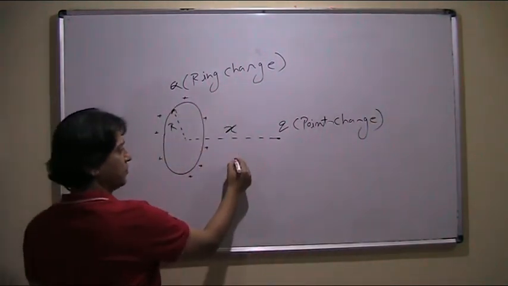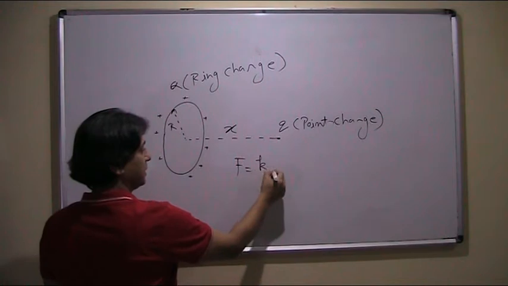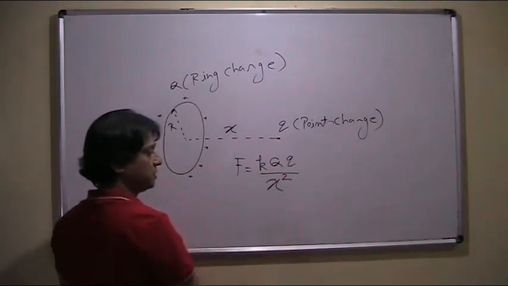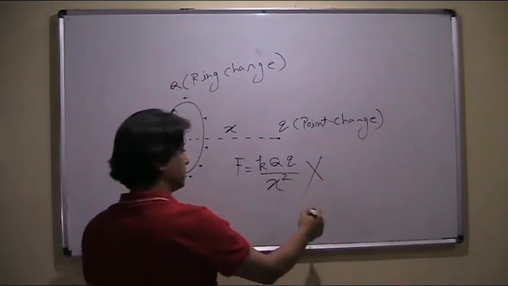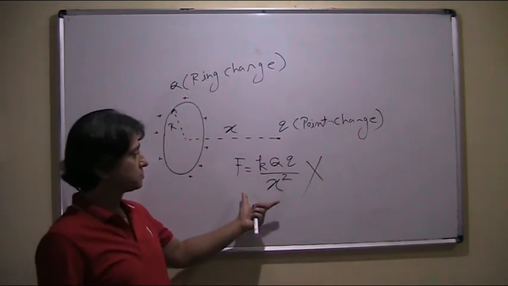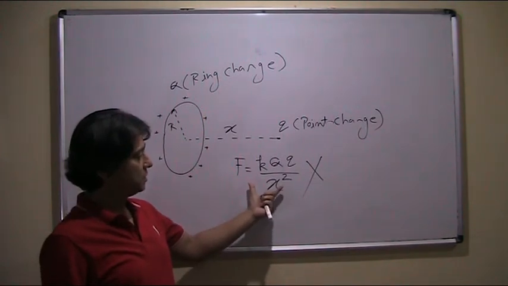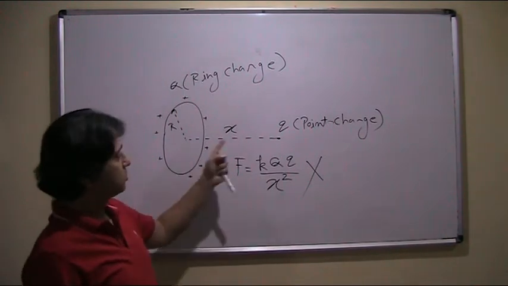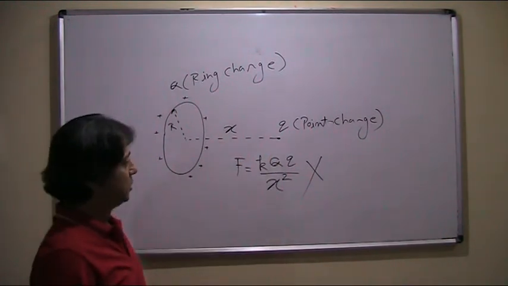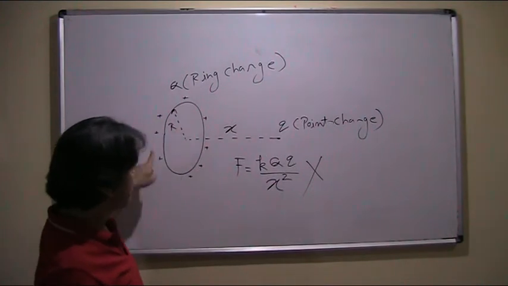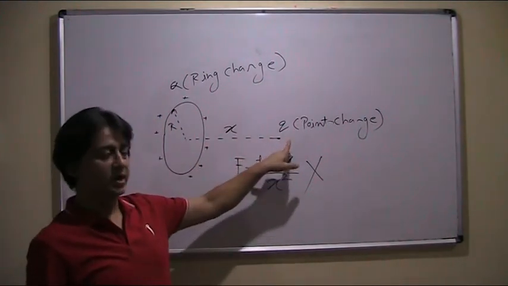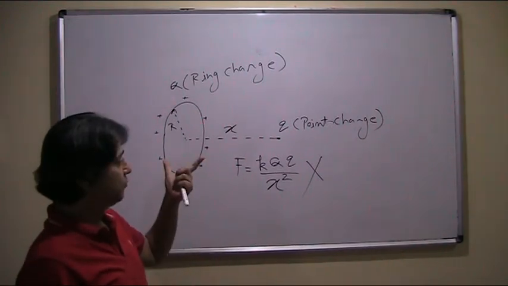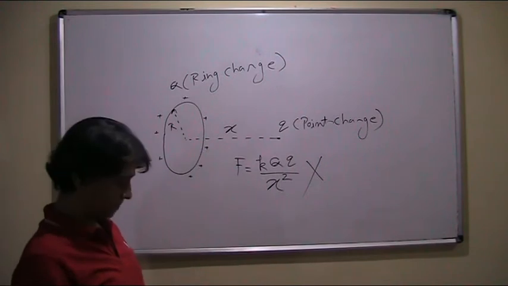And if you write force like this, K into Q q divided by x square, then this answer is wrong. Because this form of Coulomb's law is applicable only when both bodies are point bodies, whereas in this case, this is the ring charge and this is the point charge. Then how do we find force for a question like this?